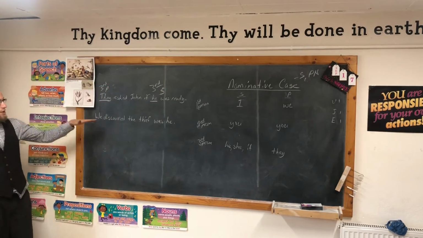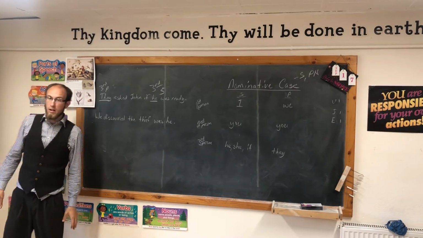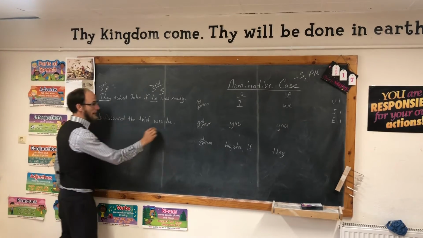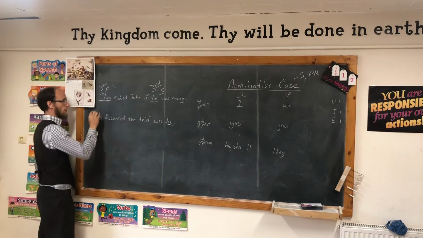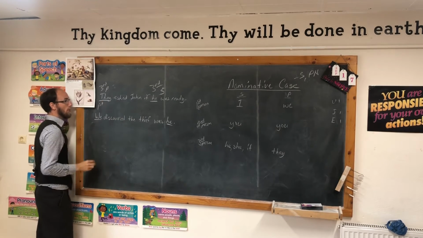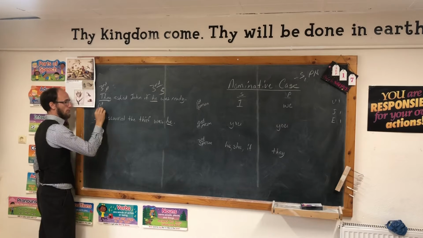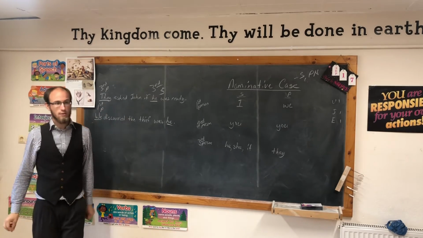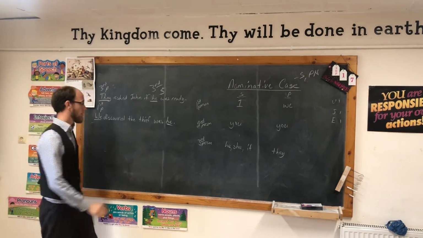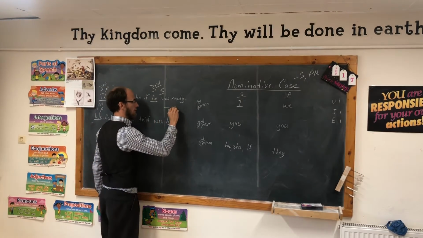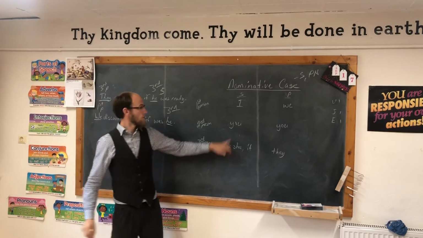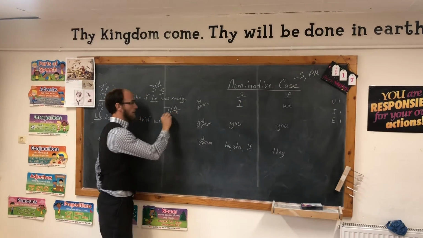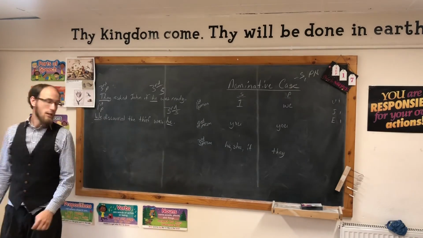We discovered the thief was he. We and he. We is first, second, or third person? First person. Singular or plural? Plural. And he is third person, and it is singular. Third person singular. Okay. Does this sound right?